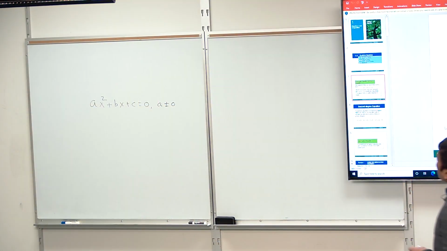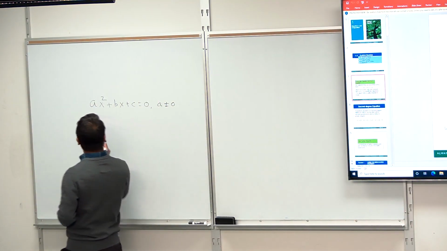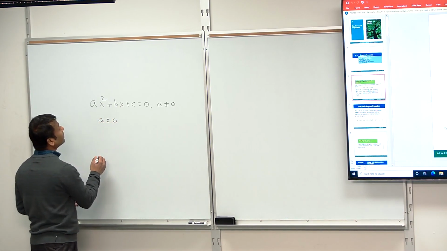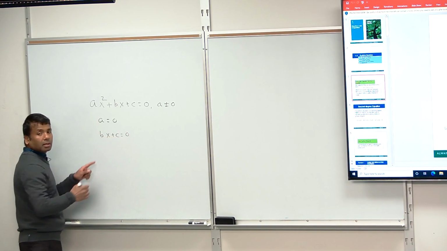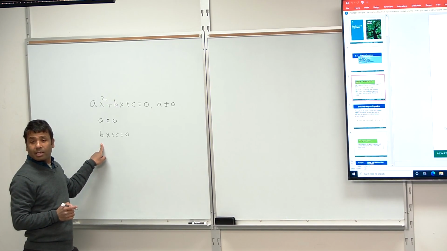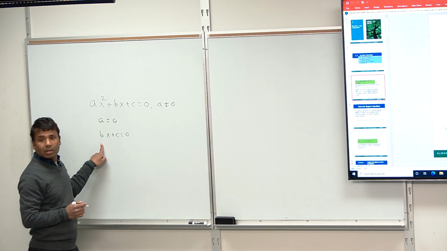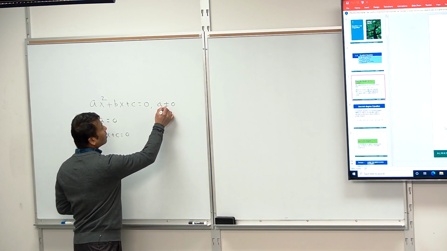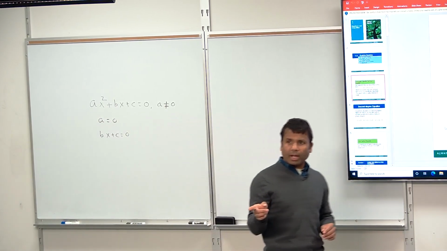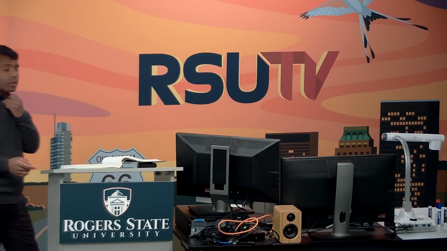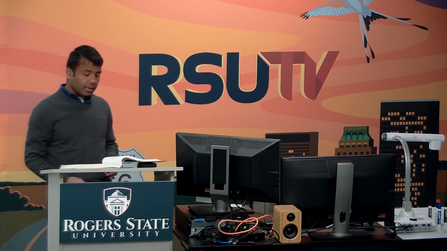And you see, a is not equal to 0 because if a is 0, what will happen? If you plug in a equal to 0 here, you'll have bx plus c equal to 0. So this is no more quadratic. This is linear. So that's why we have the restriction, a is not equal to 0. So this is the standard form of the quadratic equation.